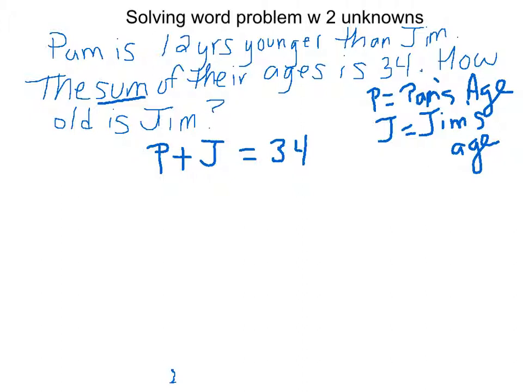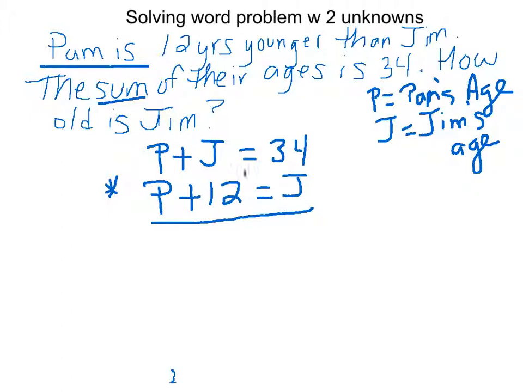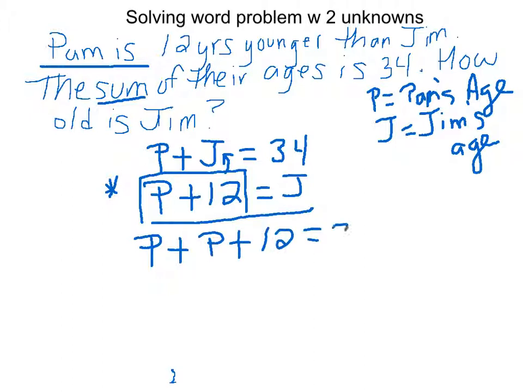And now we also go back to this first sentence. Pam is 12 years younger than Jim. So if we take Pam's age and we add 12 years to it, it should equal Jim's age. This is probably the more difficult one to think about, but it's just tearing it apart. How can I make Pam equal to Jim? What do I need to do to that? Alright, so what we know is that J equals P plus 12. So we're going to take this P plus 12 and substitute it into this equation up here where there's a J. So when we rewrite it, P plus J becomes P plus (P plus 12) equals 34.